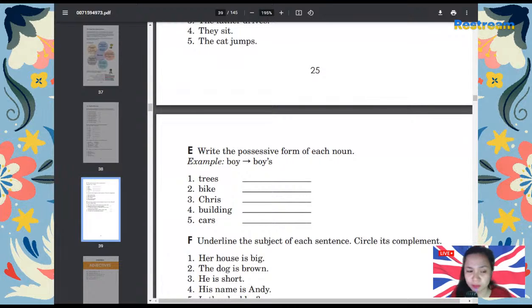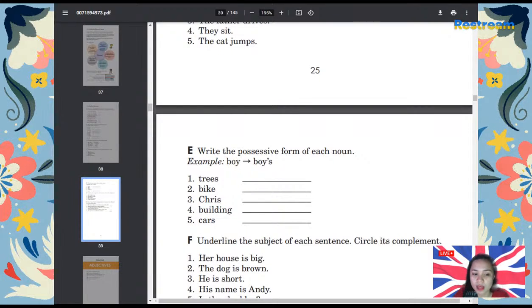Okay, so for number four, we have the noun building. To make it into a possessive form, we will add an apostrophe and the letter S. So it will read as building's. For example, the building's wall, like that in the chat, if you can see. Okay, so next for number five.